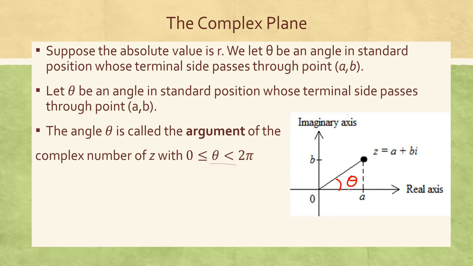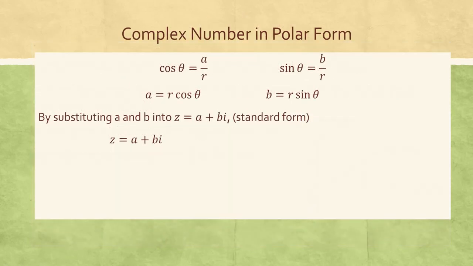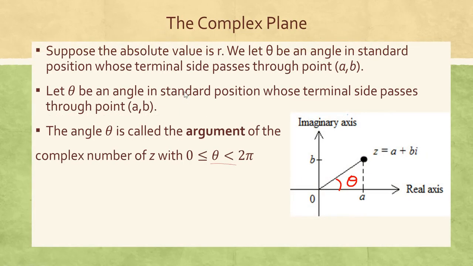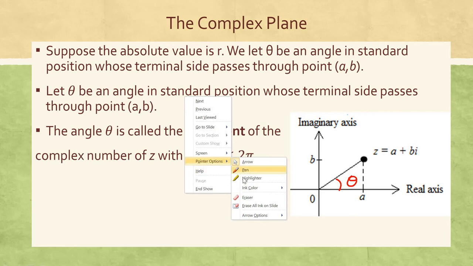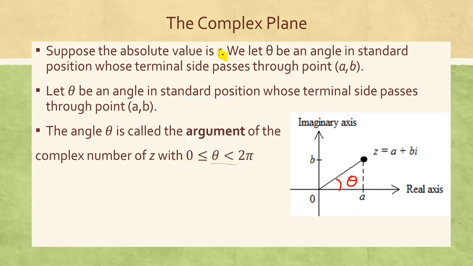So in one cycle you can find the angle. Okay, a complex number, but in polar form. Not polar bear. Polar form. Remember that cos theta is A over R. Sorry, I forgot to explain the R here. R is the absolute value of Z.